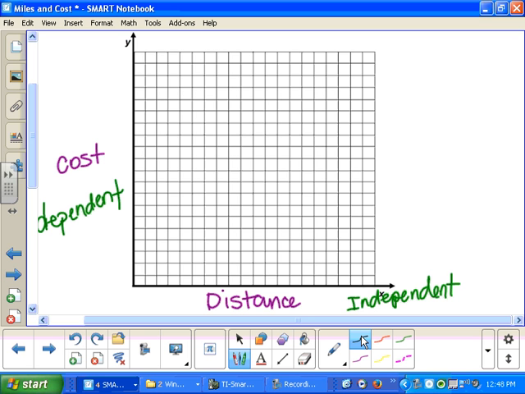Do we have any negative values for cost or distance? No. So we're going to start at 0 for both. This is the biggest problem that we have throughout the rest of the year: how do we set our window, or our domain and range for our numbers? Well, if we're talking about distance, what is your largest distance that you have on your table?